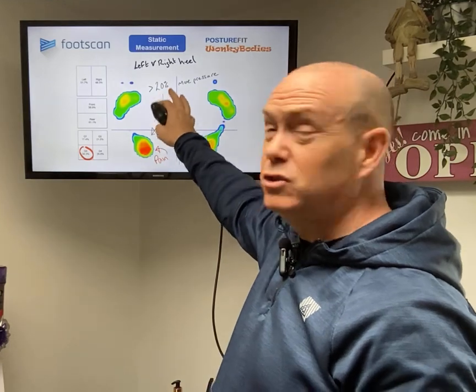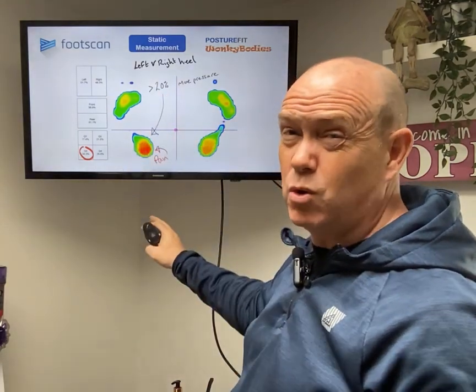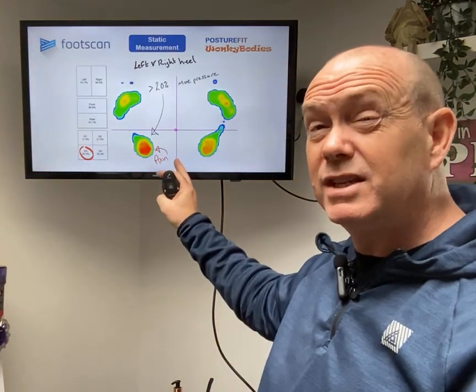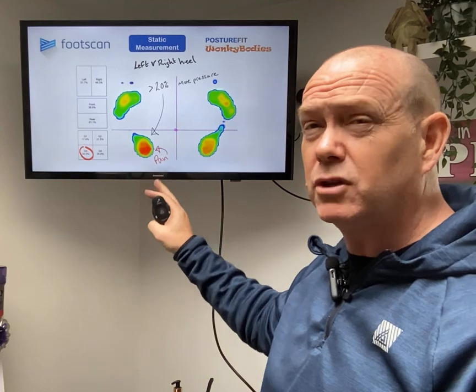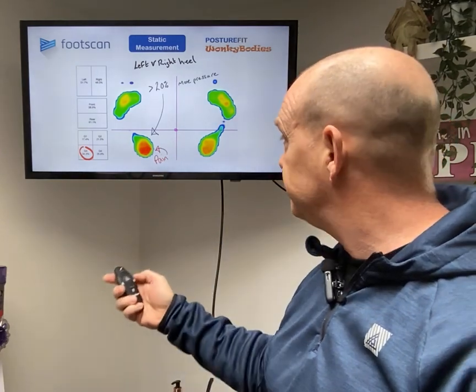So there's actually more than 20% more pressure here than there is here. You know, it's quite significant. And you wouldn't necessarily see this with the naked eye. Sometimes you do get to see that people are standing on one foot, but it's not always obvious.